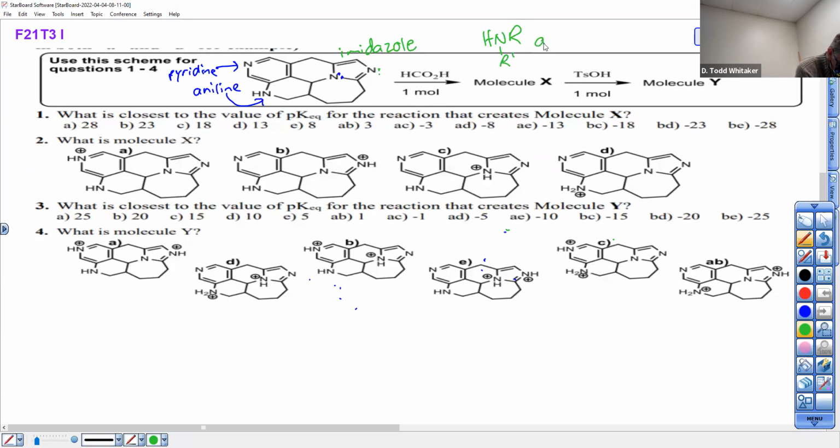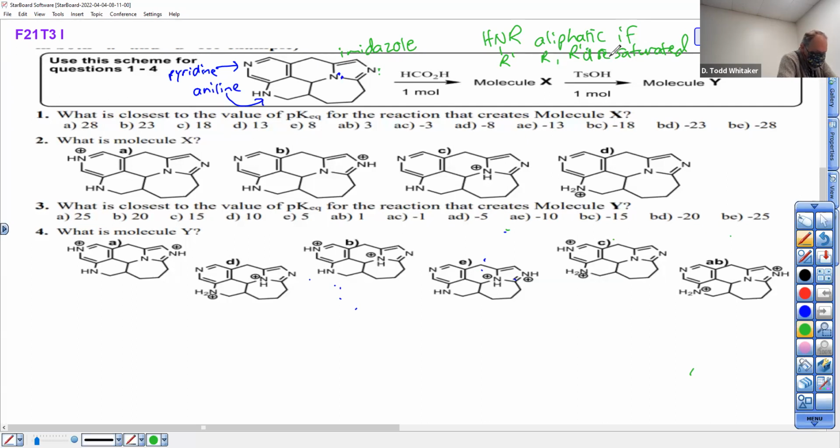HNR prime, aliphatic, if R and R prime are saturated. There we go. And we don't have any of those. Imidazoles will be the best guys left over. And don't use the blue lone pair, use the green.